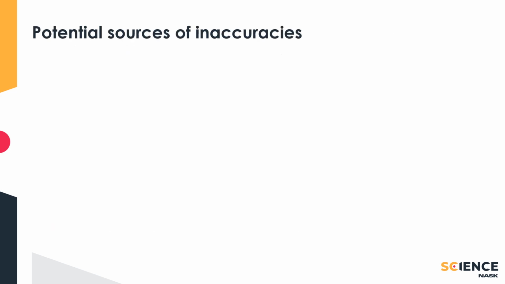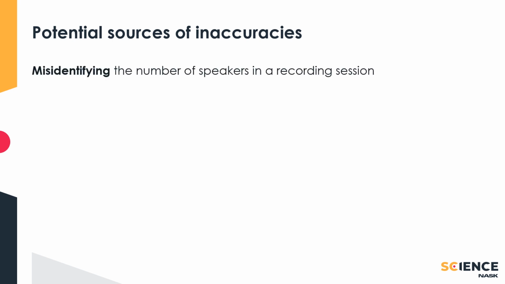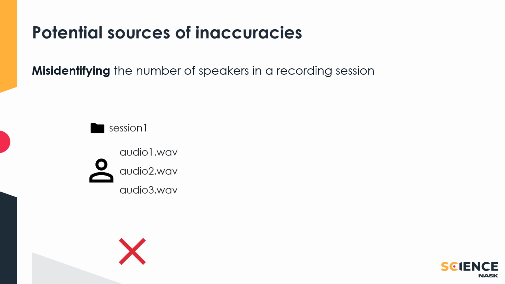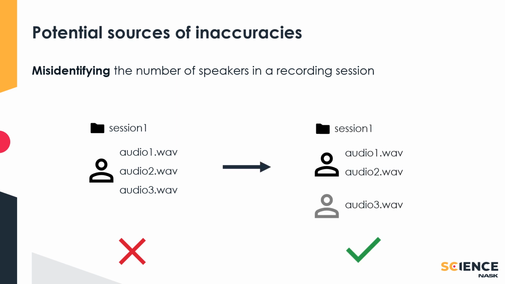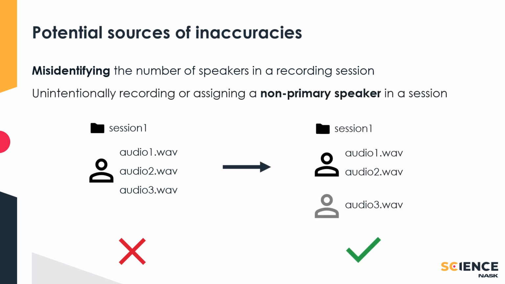In our study, we noted that these errors, often human-made, can occur during the dataset creation, subsequent labeling, or corpora adaptation processes. Examples of situations and human behaviors leading to these errors include misidentifying the number of speakers in a recording session, for example, indicating one speaker in a session instead of two, or unintentionally recording or assigning a non-primary speaker in a session, leading to the unmarked presence of a speaker in session.